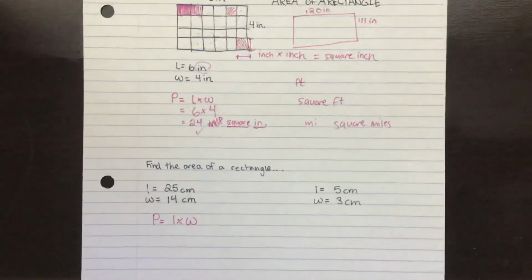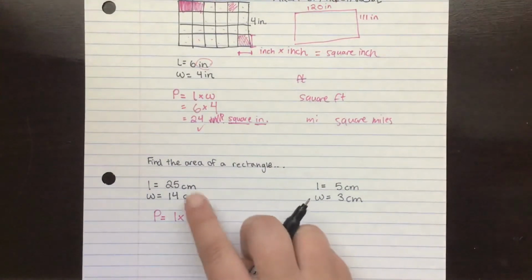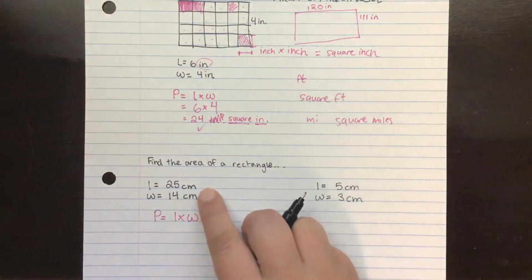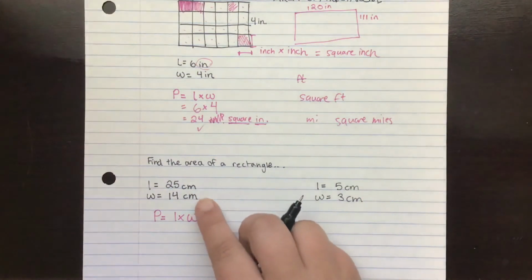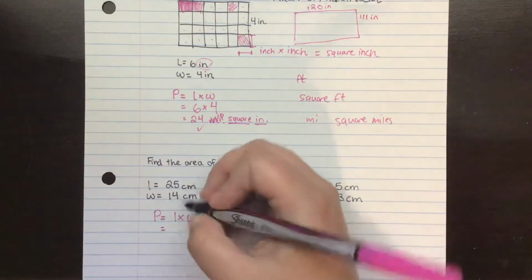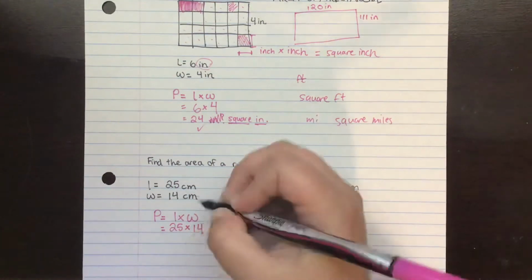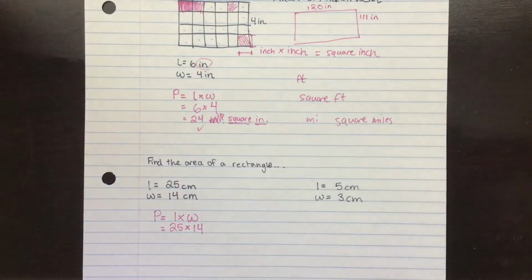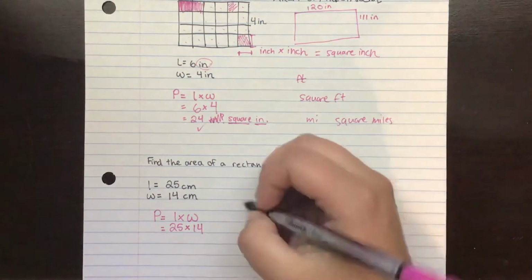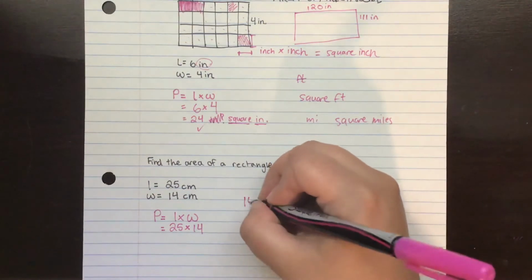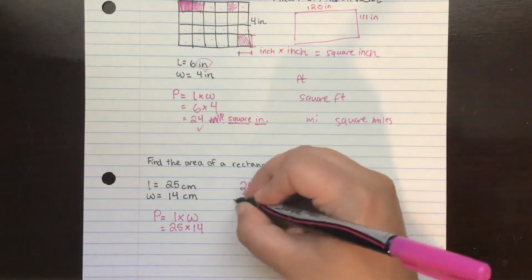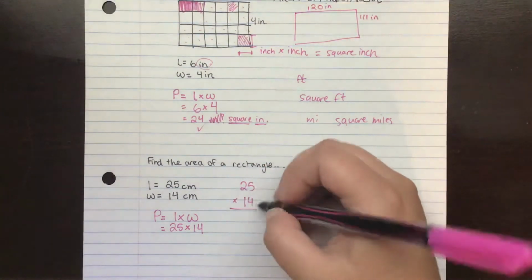So here's our next question. We are needing to find the area of this rectangle. The length is 25, the width is 14. What we're going to do is we're going to times those two together. 25 times 14. Now when my numbers are big like this, I might not want to do it like this. I might want to put them vertical. So I have 25 times 14. That way I can do it this way.